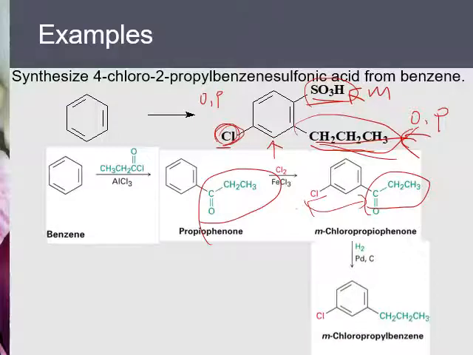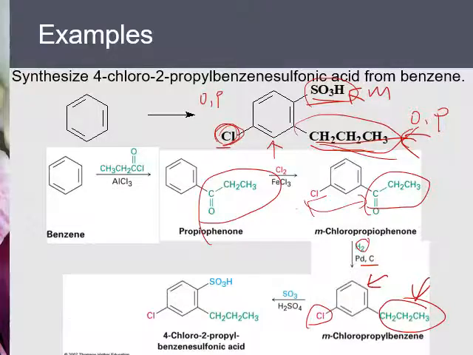And we perform a reduction reaction. So hydrogen gas, palladium, and that will install 2 desired functional groups in the right positions, as in the product. So the third one is the sulfonation reaction, because this is an activator and also ortho-para. So this will go to here, and that gives you the desired product.